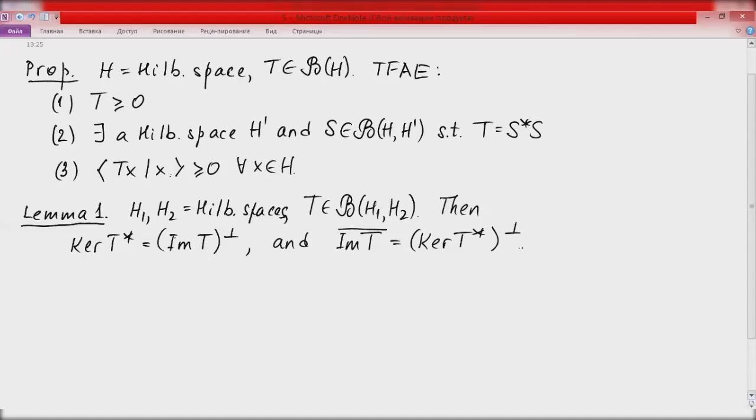The proof of lemma 1 is a simple exercise. Actually, we can just apply the standard duality theory and the Riesz representation theorem, which gives us a one-to-one correspondence between a Hilbert space and its dual. Or we can write it in a more elementary way, but anyway, this is very easy. So the first equality is almost immediate from the definition, and to get the second equality, we just take the orthogonal complements in the first equality.